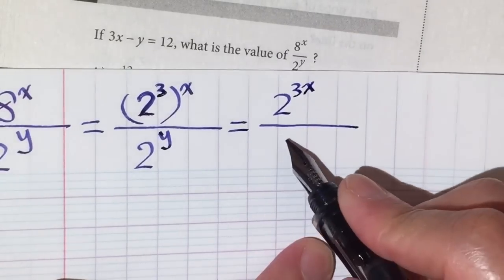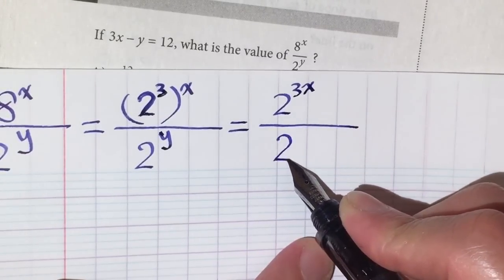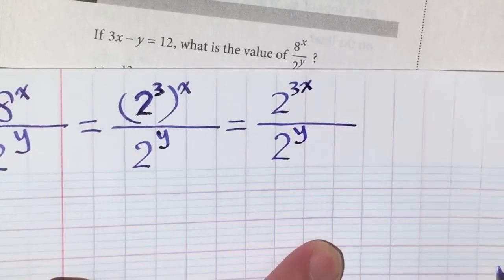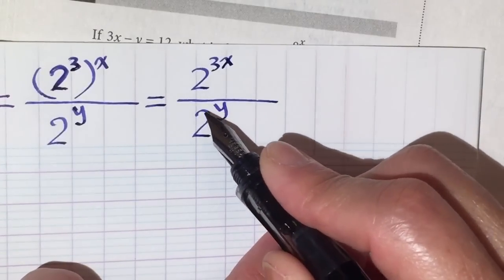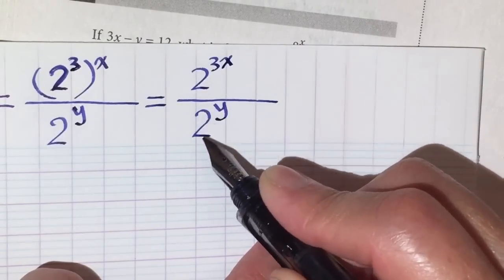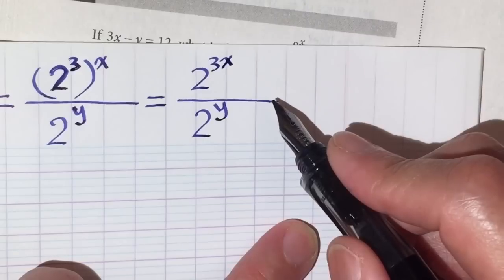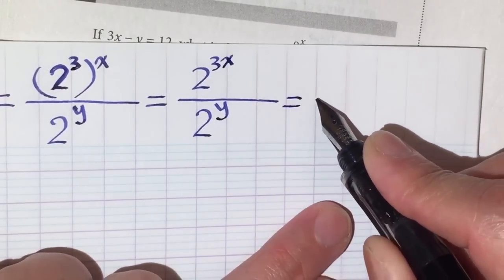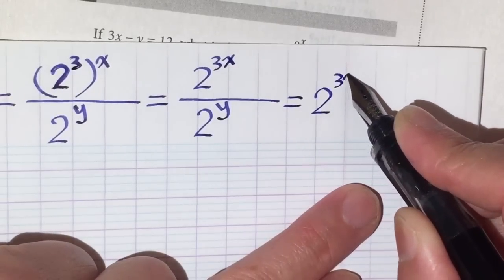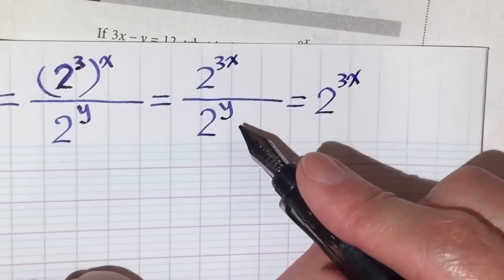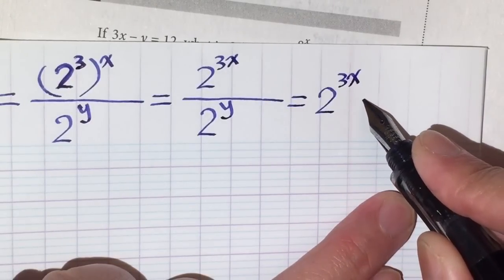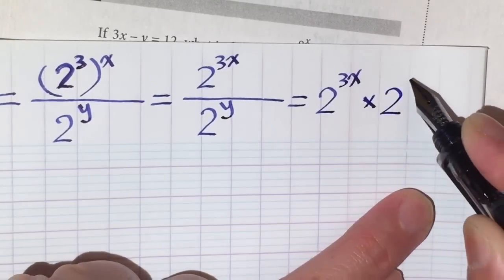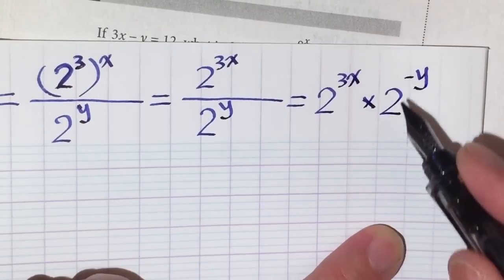You know this already. And the lower part, the denominator, you can write as 2 to the power of y. Since 2 to the power of y is in the denominator, you can write it as 2 to the power of 3x, I still copy it, times 2 to the power of negative y. Do I make sense?